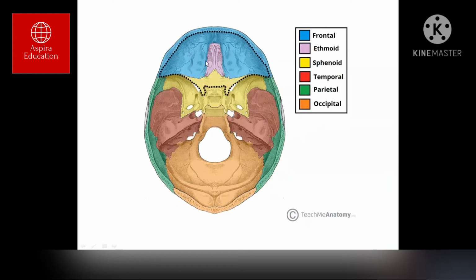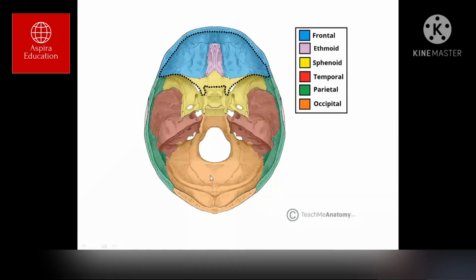Now, anterior cranial fossa is predominantly made up of frontal bone. This is the frontal bone, and this is the ethmoid bone. The middle cranial fossa is made up of the sphenoid bone. You can see the sphenoid bone here, and the temporal bone. So these are the temporal bones, which should be red in color. Then we have parietal bone, which you can see partly here, and in the posterior cranial fossa, the occipital bone. This is the occipital bone.